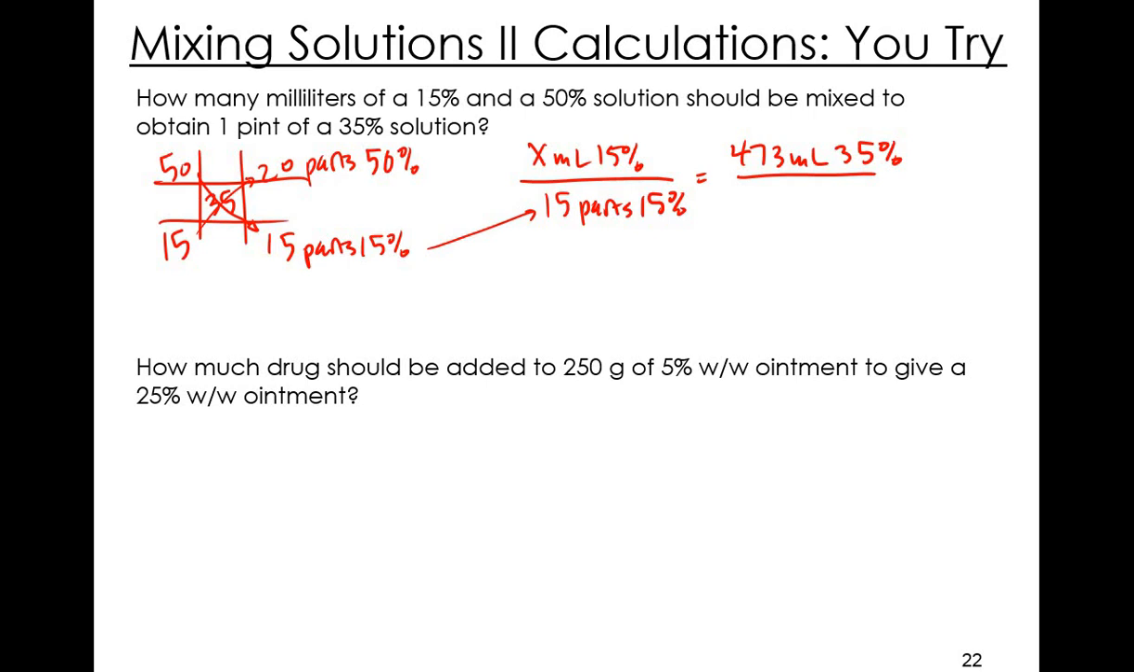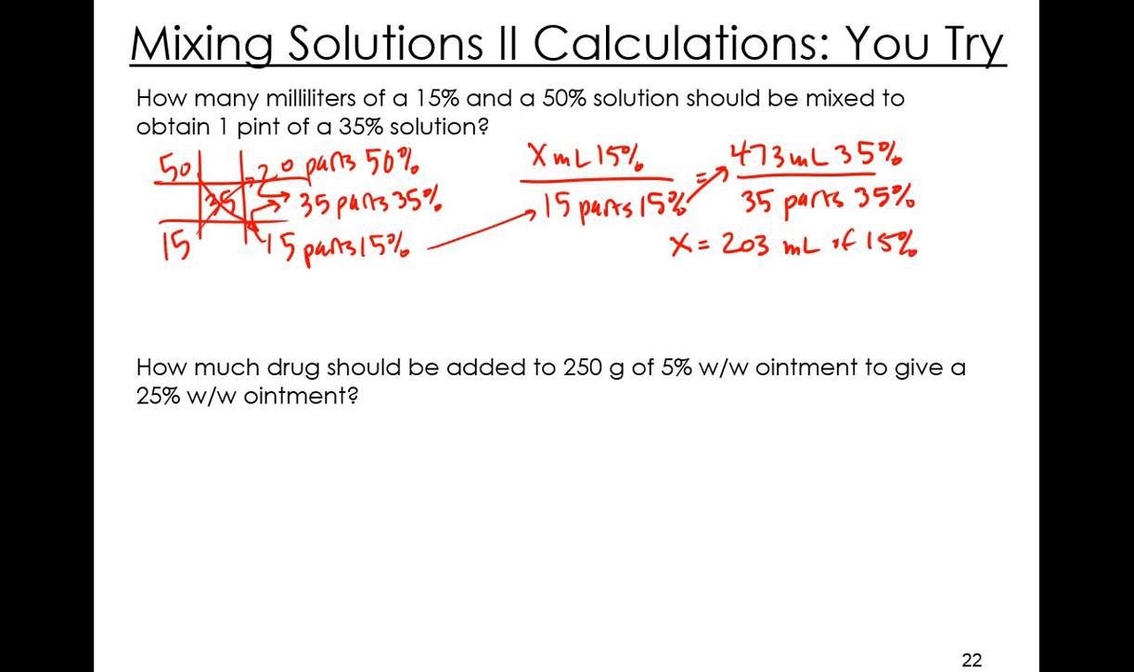And then, whoops, how many parts of 35%? We have 20 parts 50, we have 15 parts 15. Well, if we mix these two together, we get 35%. So that tells us we have 20 plus 15, or 35 parts of 35%. That just happened to work out right, so that the number of parts is the same as the percentage. It doesn't always do that. 35 parts, 35%. So cross multiply, and x is 203 mils of 15%.